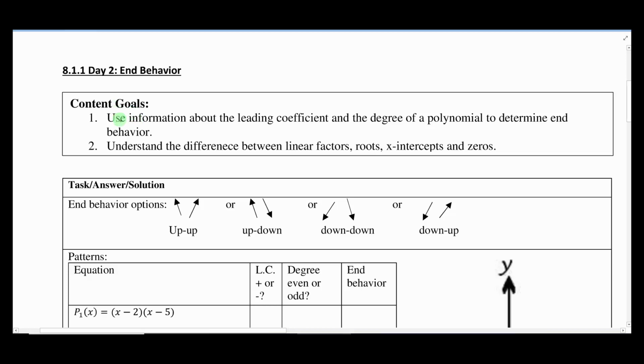Alright, so our goals for today, we want to use information about the leading coefficient and the degree of a polynomial to determine what the end behavior of a polynomial is, and then we want to understand the difference between linear factors, roots, x-intercepts, and zeros.